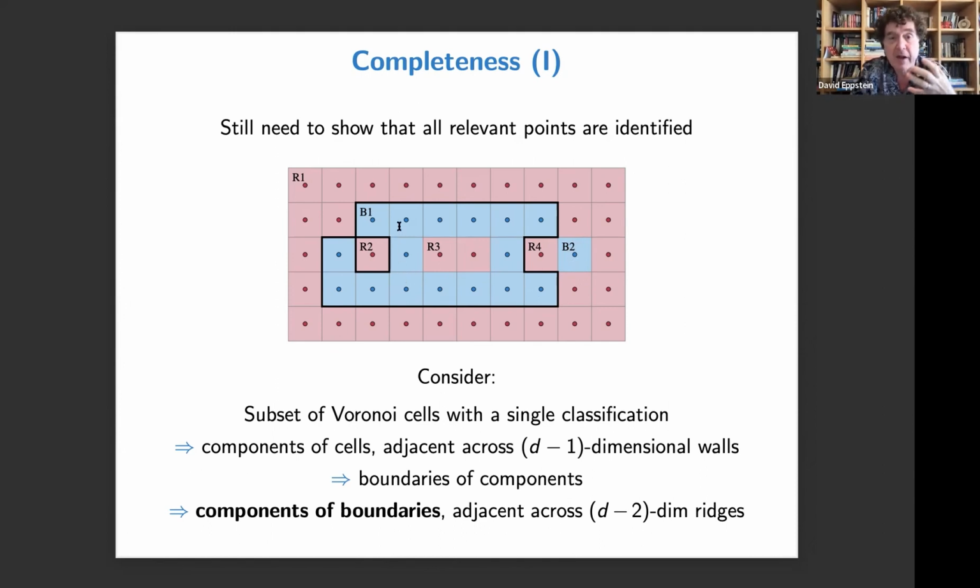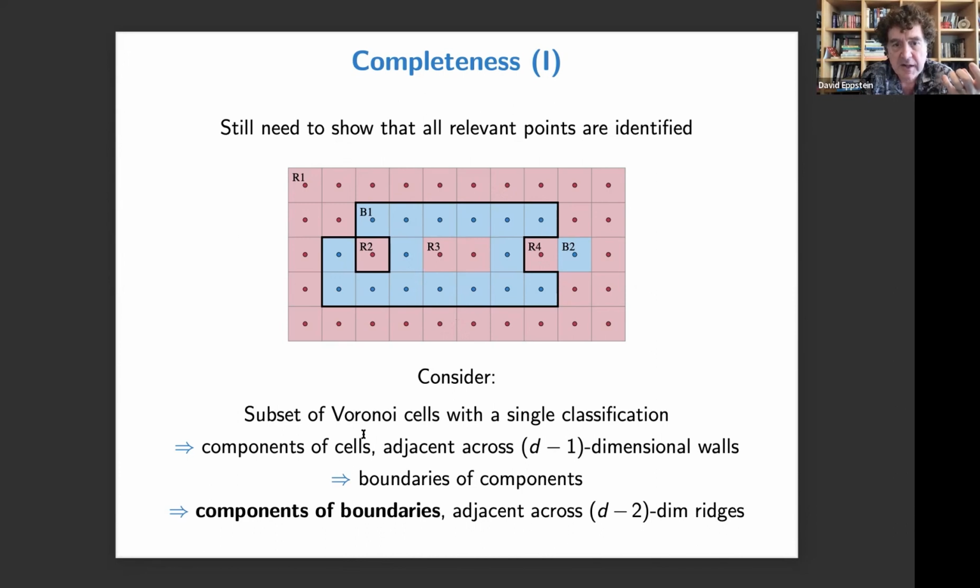Now looking at the boundary of component B1, that boundary of component B1 itself can be divided into components. I haven't highlighted it here, but there's actually another piece of boundary of B1 separating B1 from R3 in the middle here. And that's a separate component of boundary from the boundary that I've highlighted in black.